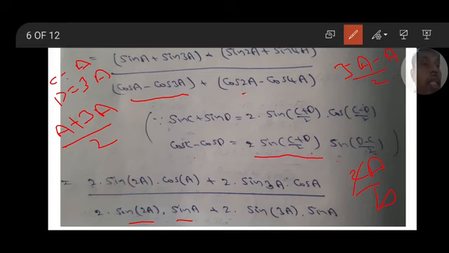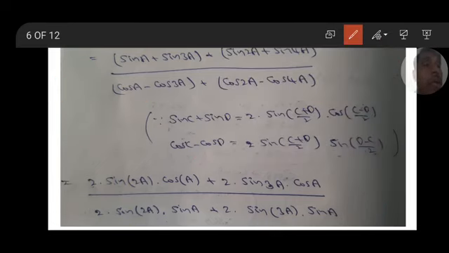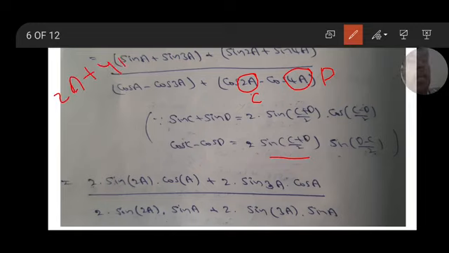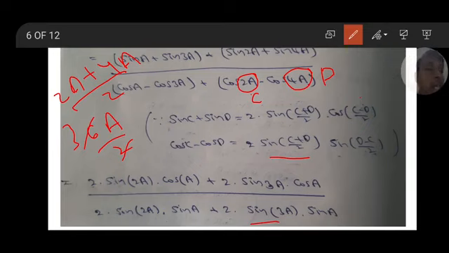Next, for the next term 2a and 4a, here C equal to 2a and D equal to 4a. So 2 sin of (C plus D) by 2, that is (2a plus 4a) by 2, which is 6a by 2, that means 3a, so sin 3a. Next, sin of (D minus C) by 2, that is (4a minus 2a) by 2, which means 2a by 2, the 2 cancels, and we get sin a.